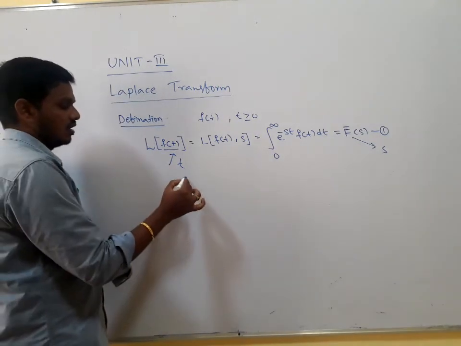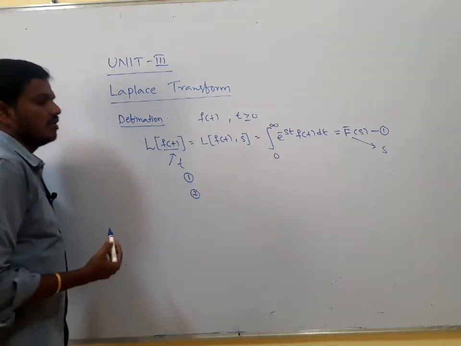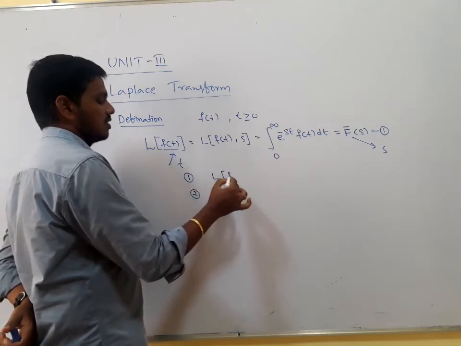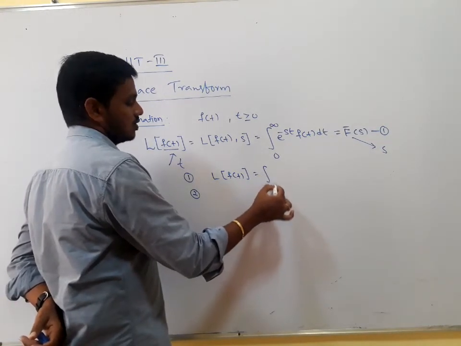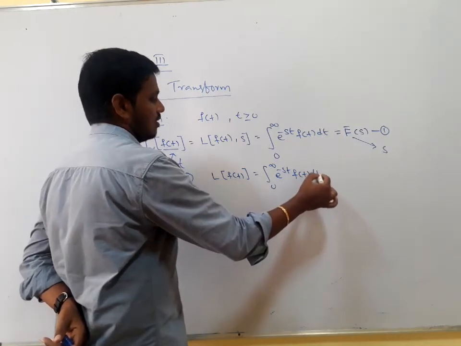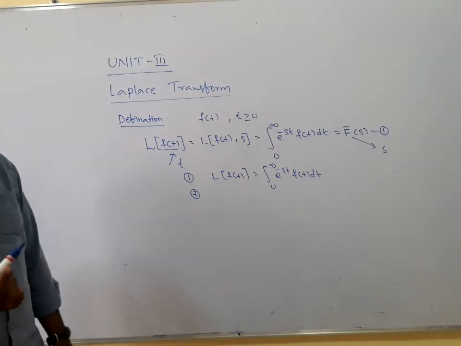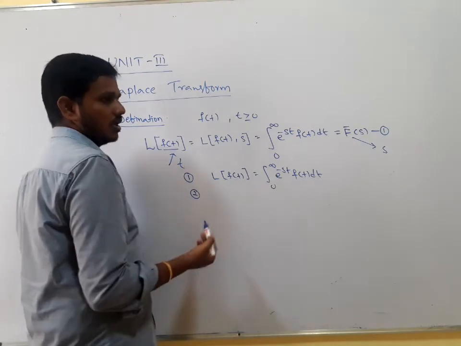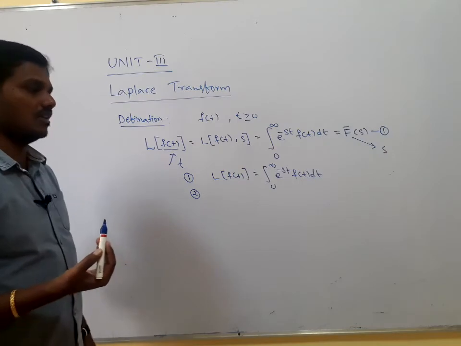We describe it in two steps. First, you take the function f of t and write the definition of the Laplace transformation: Laplace transform of f of t is equal to the integral from 0 to infinity of e to the power of minus st into f of t dt. Whatever your f of t is, write it as it is from the definition. But the right side is an improper integral, so you should know how we are going to evaluate an improper integral.